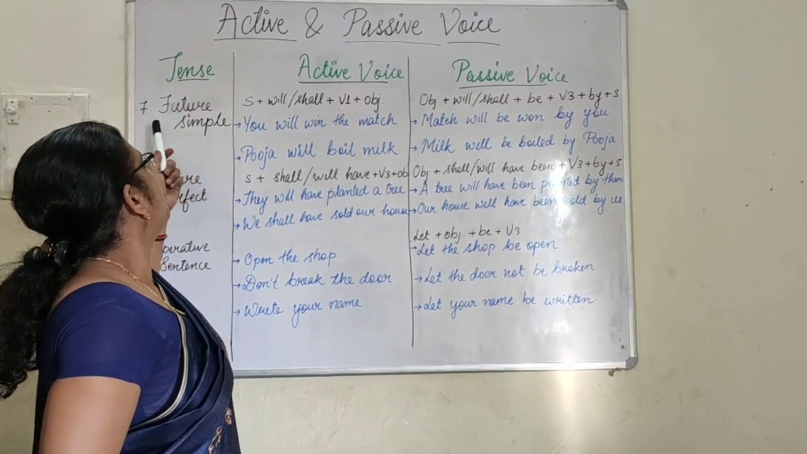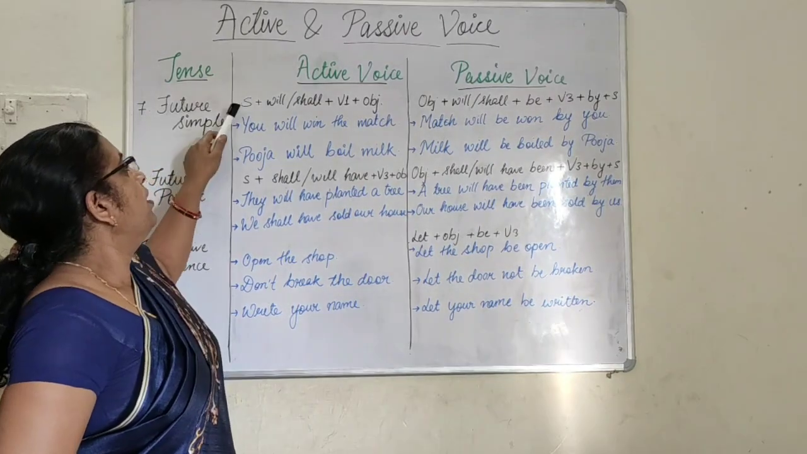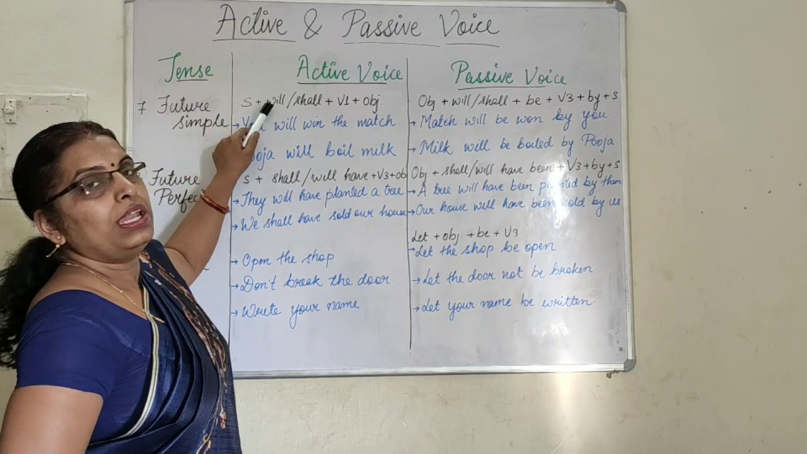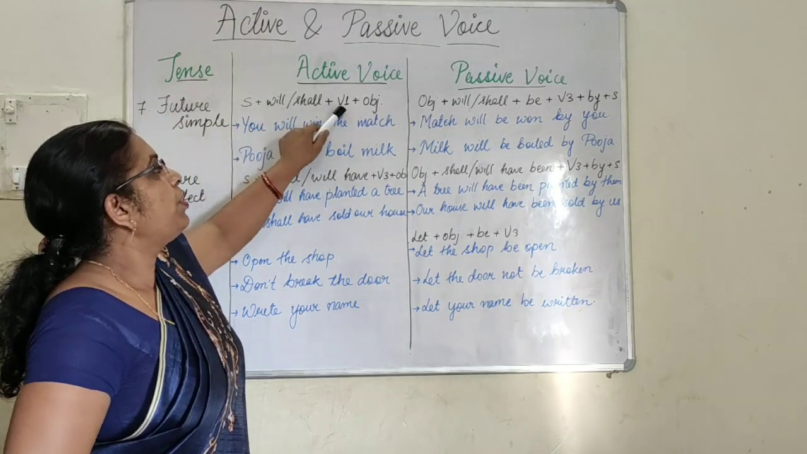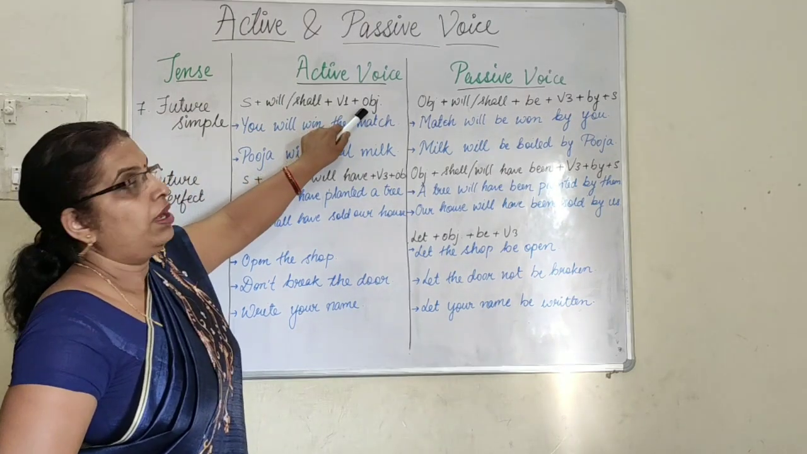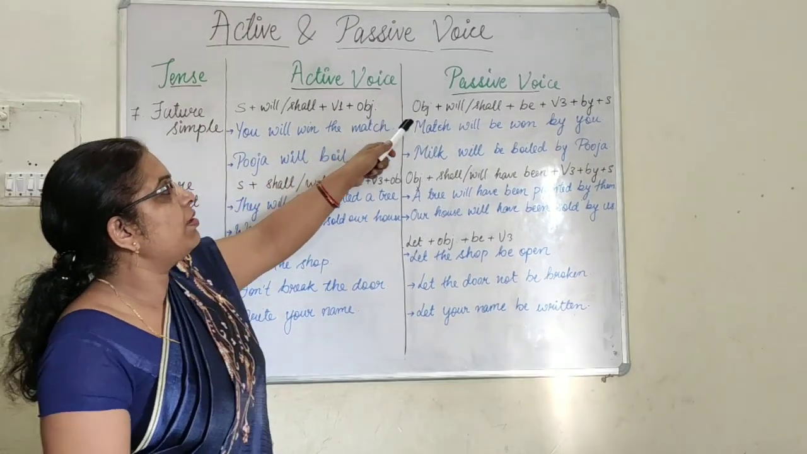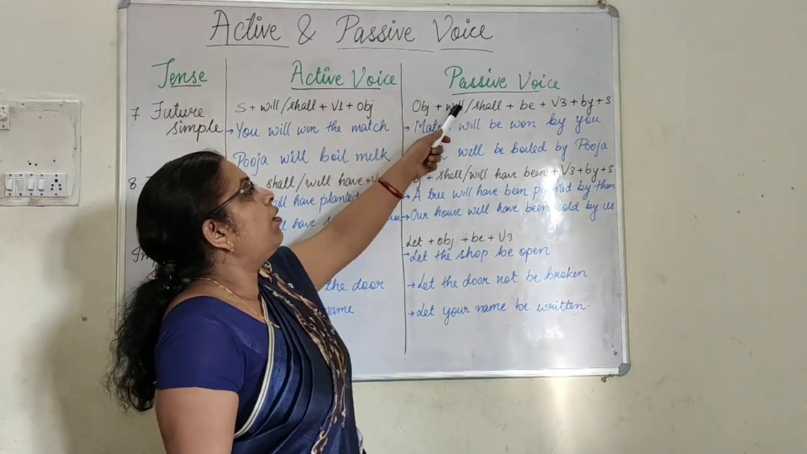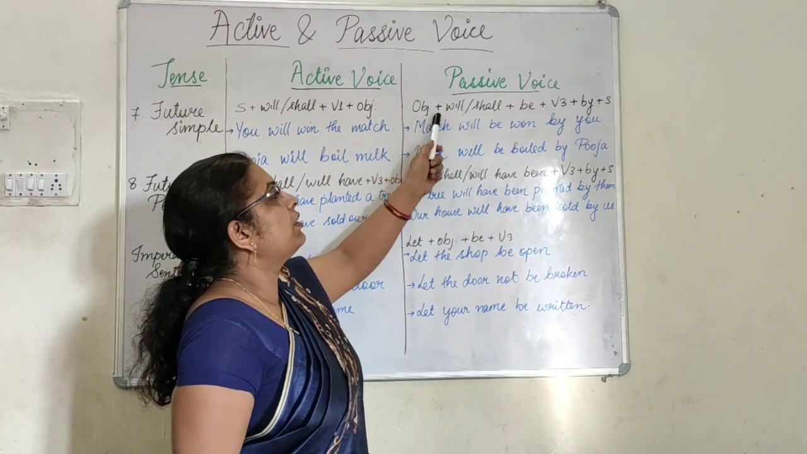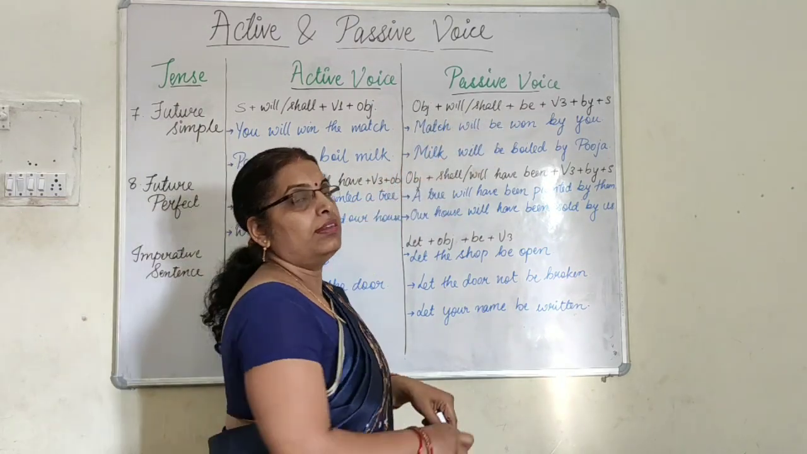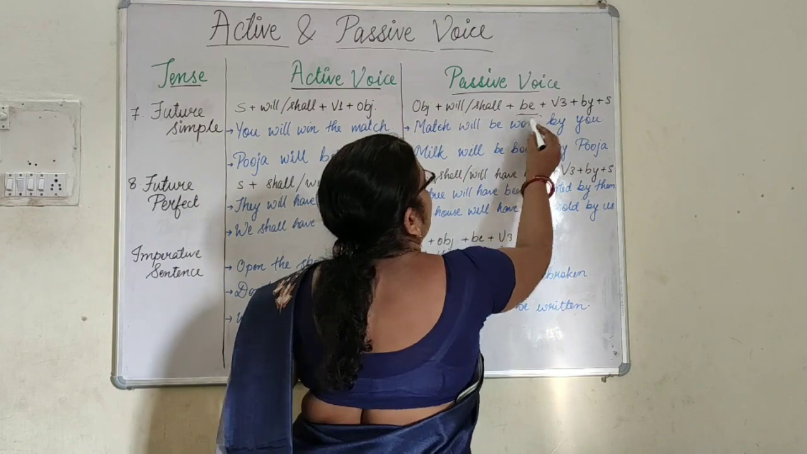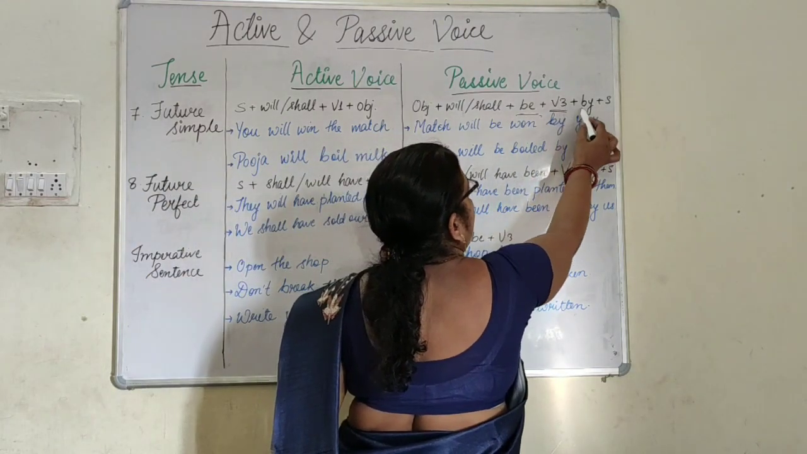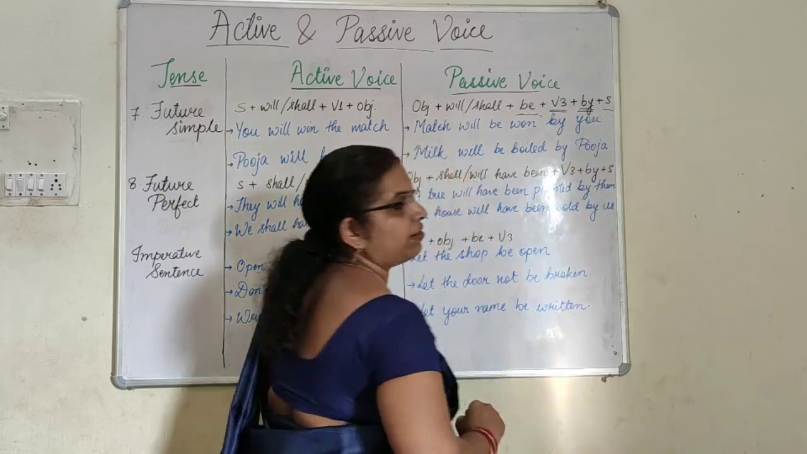Now see the future simple form. In the active voice, it is subject plus will, shall, V1 form and the object. When it changes into passive voice, object comes in front, again will or shall according to the object. Then be is used, that is important here in the future tense. And V3 form same as it is, by is there and subject is there.